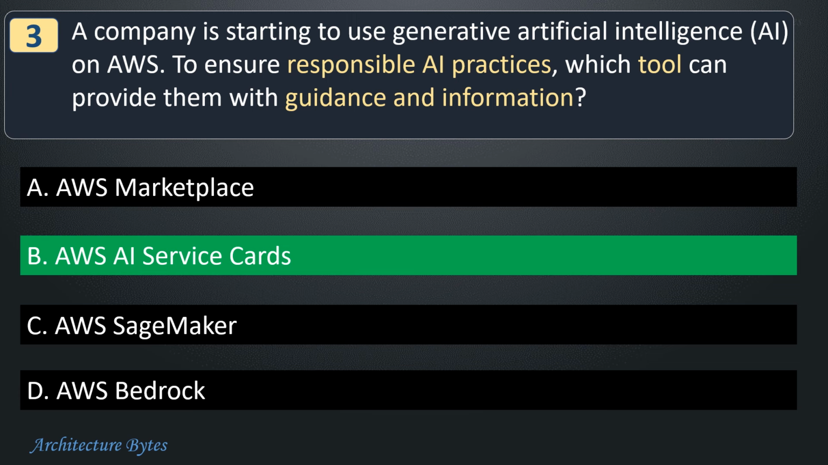AI Service Cards offer detailed information on specific AWS AI services, including their intended use cases, limitations, and responsible design considerations. AWS Marketplace is a platform for buying and selling AI services and tools. AWS SageMaker is a machine learning implementation service. AWS Bedrock provides access to a variety of foundation models.